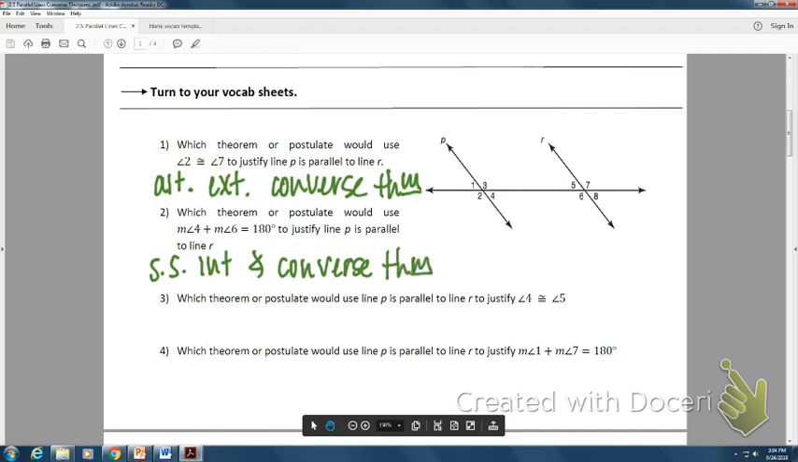Okay, which theorem or postulate would you use? Line P is parallel to line R, to justify angle 4 is congruent to angle 5. Very good. Is this one a converse? No. Alternate interior angle theorem. Okay, last one. Which theorem or postulate would you use? Line P is parallel to line R, to justify angle 1 plus angle 7 equals 180?